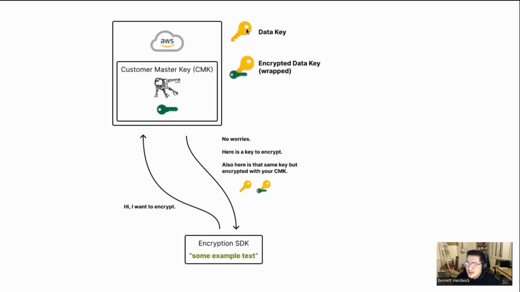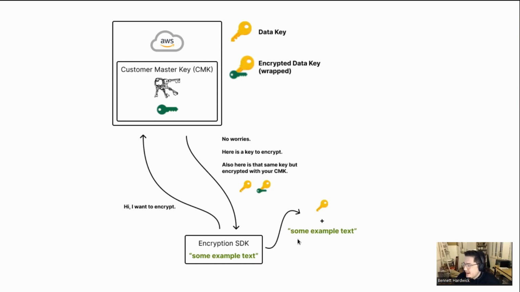And so this data key is like a normal, I suppose, AES key. And then this encrypted data key is that same AES key, but it's encrypted by the master key inside your KMS account. And so then what you do is you do your normal encryption that you'd normally do. So you take the key that you were given, the plain text data key, and you apply that to your example text.